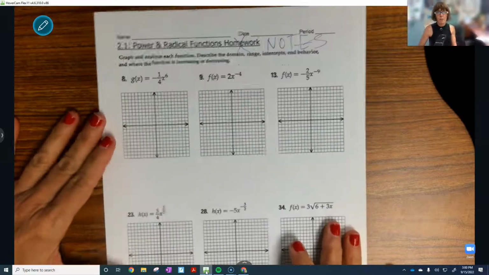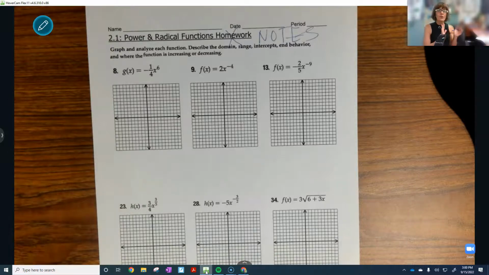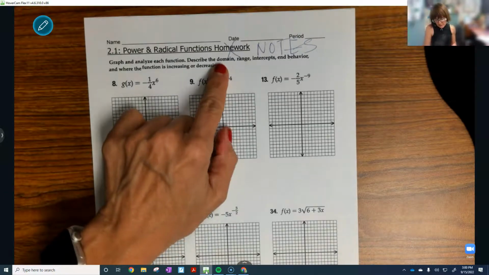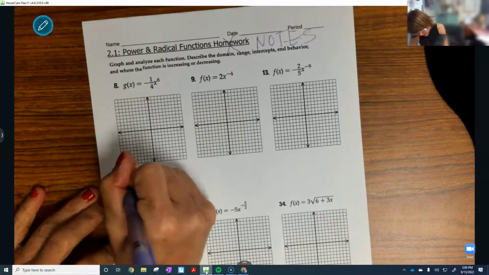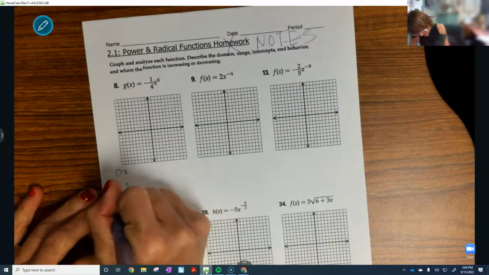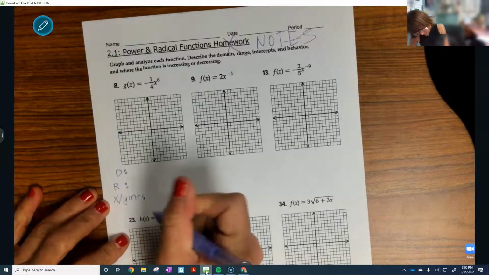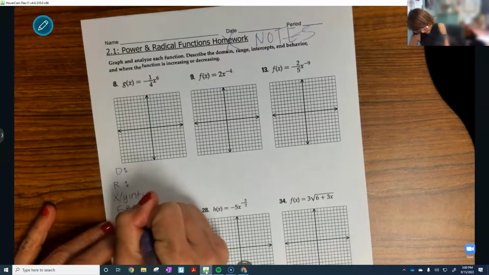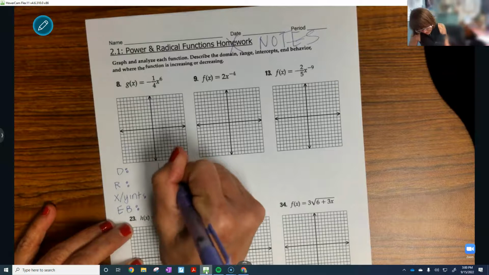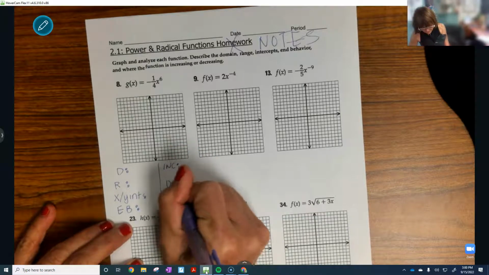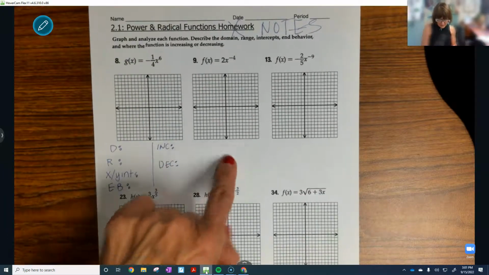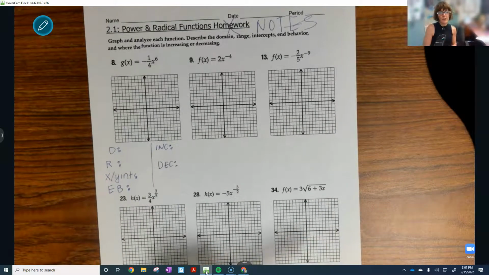And let's talk about your next page here. Cross out the word homework. It does need to say notes, guys. And a few things that I just want to point out for you on this is make sure you describe the domain, the range, any x or y intercepts, your end behavior. I'm just going to abbreviate that right there. And guys, also tell me where it's increasing and where it's decreasing. So when you turn this in on Canvas, this needs to be filled out for each one.